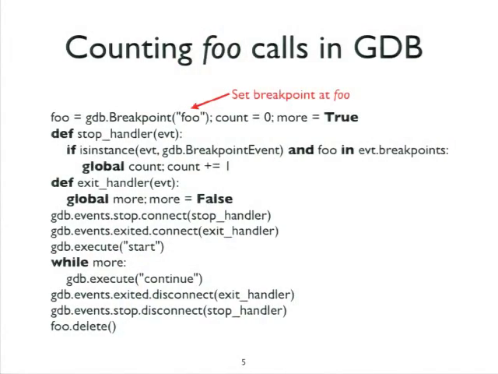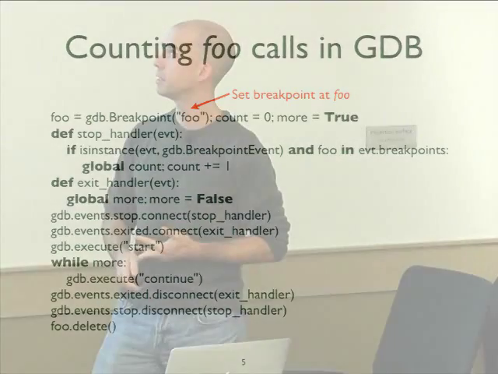OK, so the first line of this script says, I want to set a breakpoint at foo. So you call the breakpoint command to set the breakpoint. And I'm going to set 2 additional variables, count and more. Explain those in a minute.